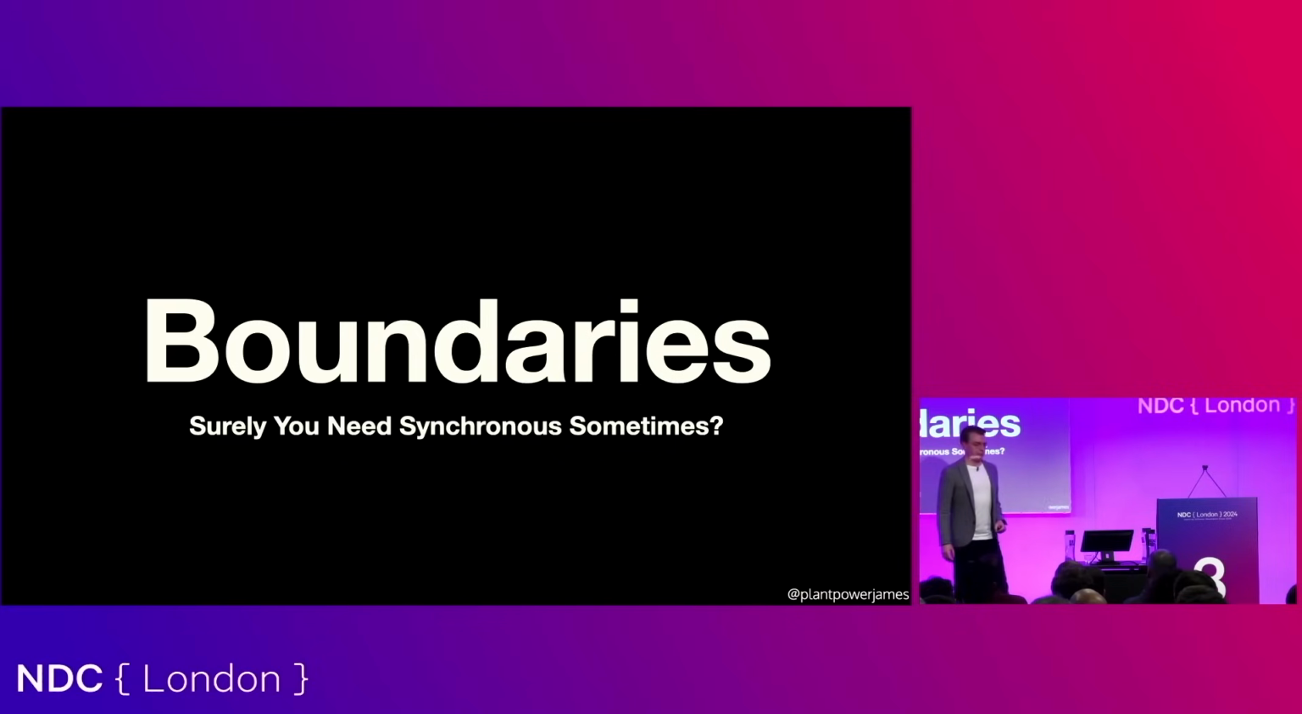So let's talk about boundaries now. What happens at the edges of a system? Because surely at some point in any event-driven system, you're going to need a request response somewhere, right? That might be a mobile client, that might be a web browser. So how can you actually manage that? How can you manage these calls from external systems that might not be event-driven in an event-driven way?